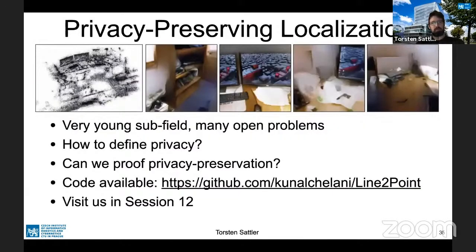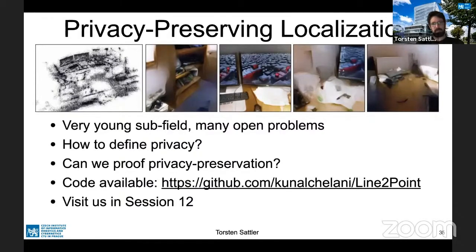So what I hope I convinced you about is that privacy-preserving localization is a very interesting young subfield, and there's a lot of open research to be done. One of the chief things is to define what constitutes privacy and what one would be allowed to recover from a scene, and what should not be recoverable. And then I think there are interesting questions about whether we can prove privacy preservation under certain conditions. As I said, this is a CVPR paper. We're going to present it in the last session, and we have code available online.